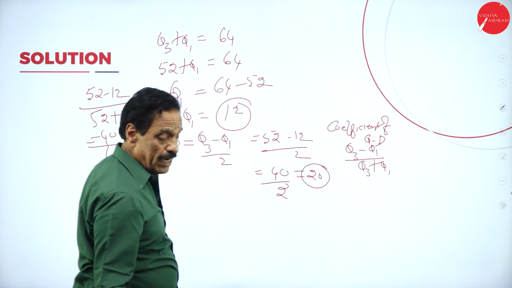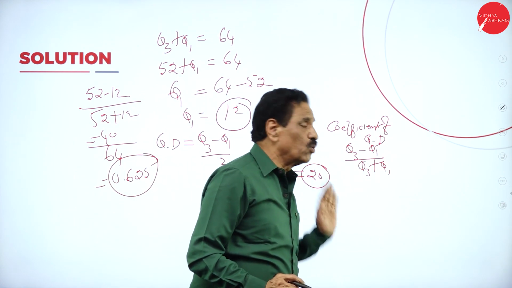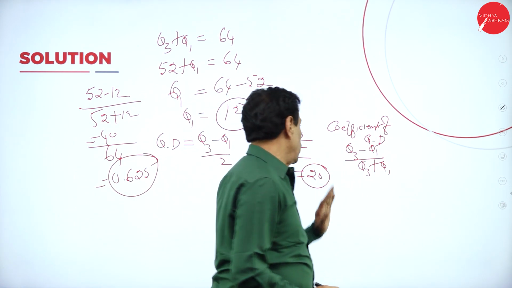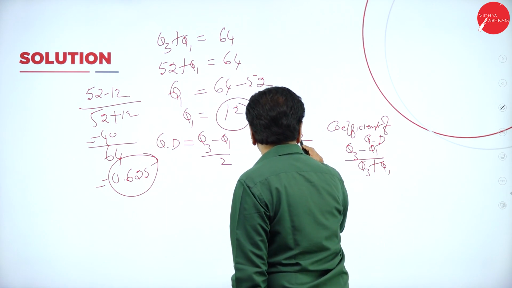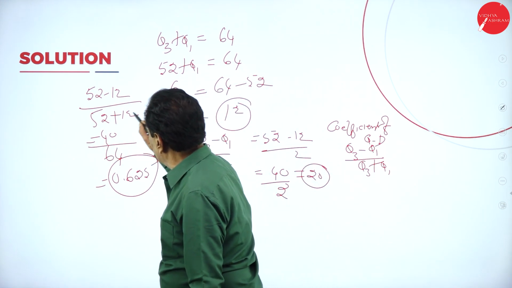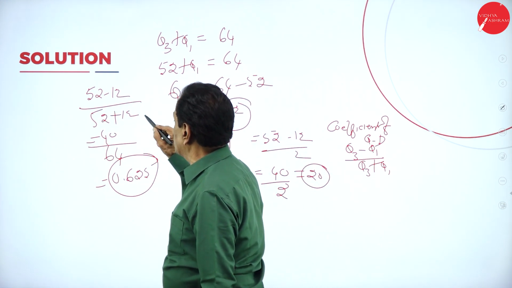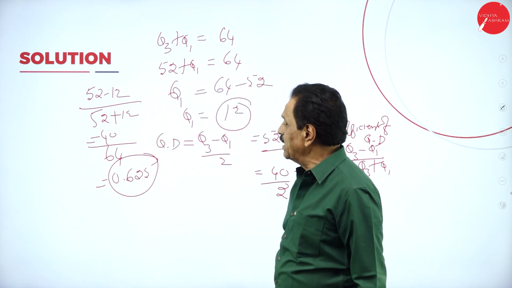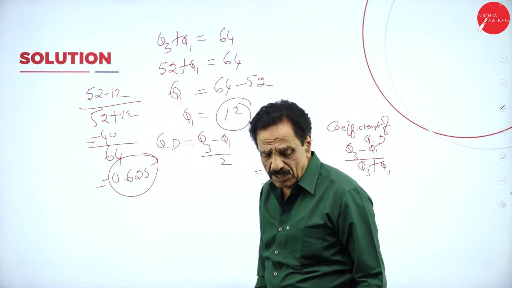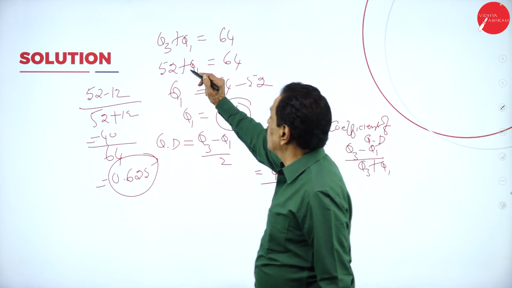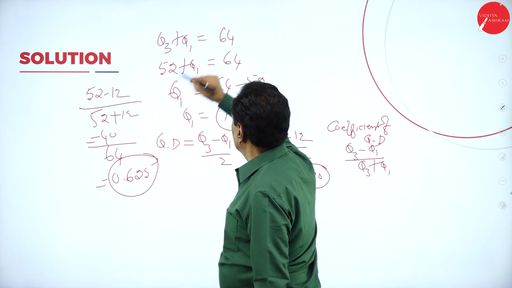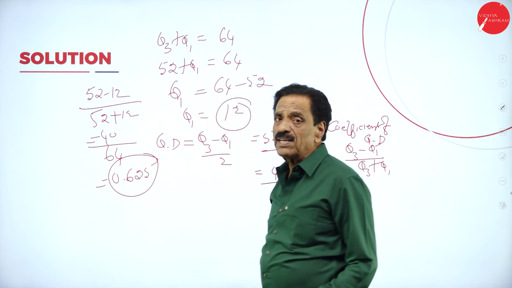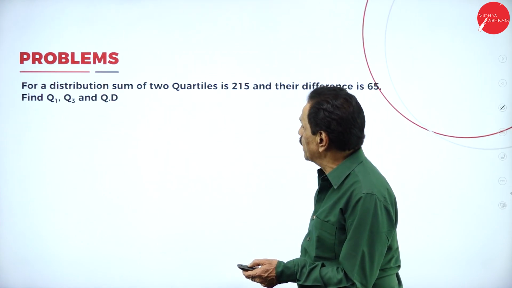What's your coefficient? Q3 minus Q1 divided by Q3 plus Q1. Q3 is 52, so 52 minus 12 divided by 52 plus 12. 52 minus 12 is 40, and 52 plus 12 is 64. So 40 divided by 64 is 0.625. The sum is Q3 plus Q1, and the difference is Q3 minus Q1. We'll move on to the next one.